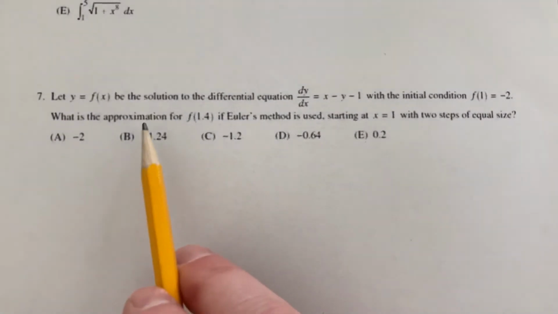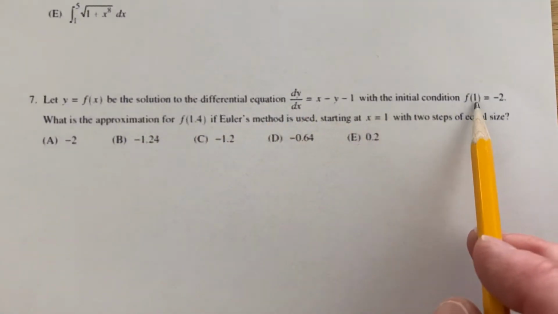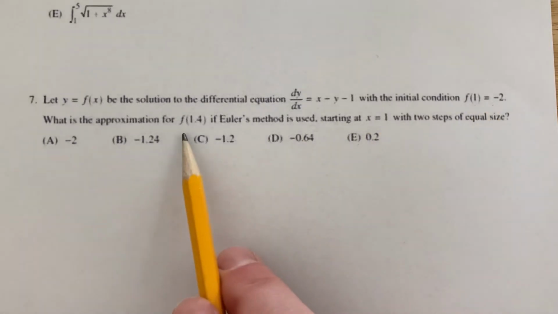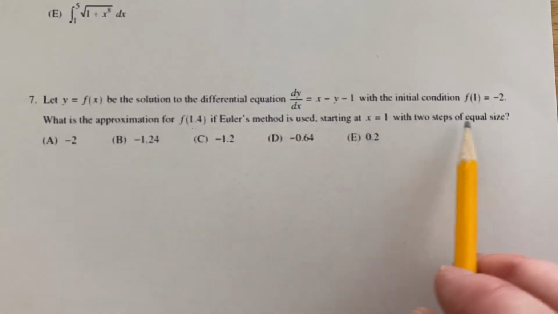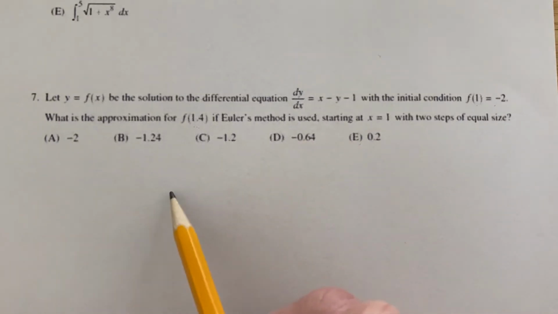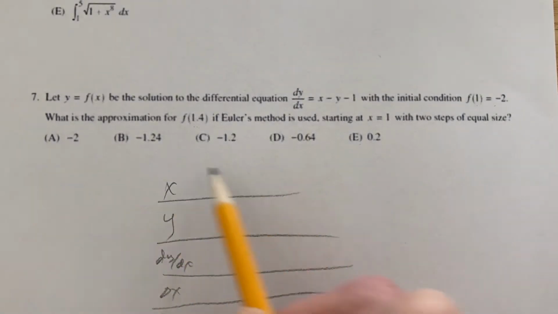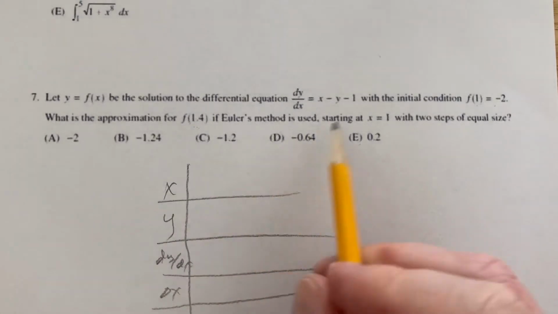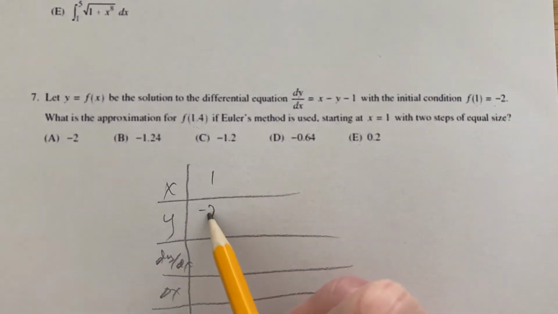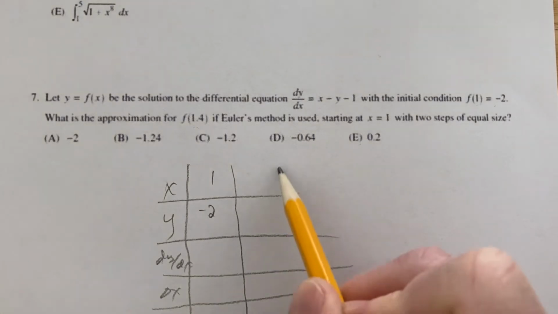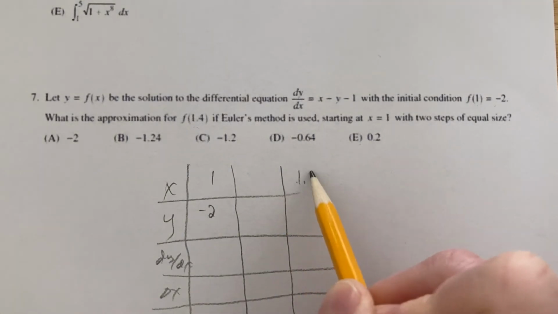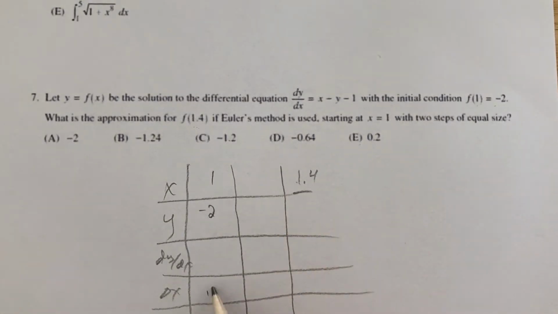Number 7 gives us a differential equation, tells us that we start at 1, -2. We want to get to 1.4 using 2 equal steps. So we make our table here: dy/dx, delta x, delta y. Okay, go across. Keep ourselves organized here. We're starting at 1, -2, and we're going to get eventually to 1.4. And we're going to do that by going 0.2 forward.